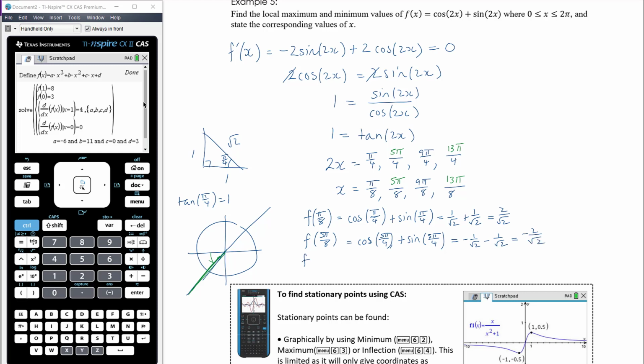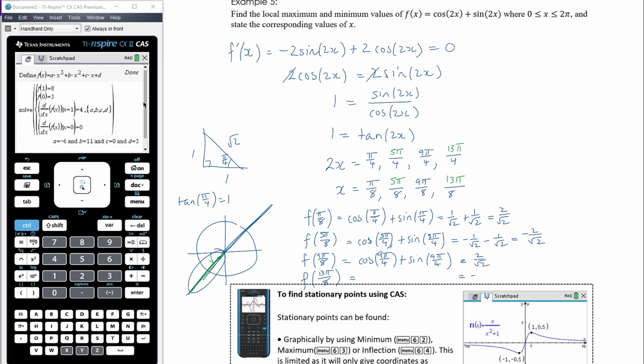Now, if we were to think about the next pair of solutions, we should get the same thing happening. So f of 9 pi on 8 is cos of 9 pi on 4 plus sine of 9 pi on 4. And quite literally, 9 pi on 4 is in the same position as pi on 4. So you're getting exactly the same solution. This will also be 2 on root 2, and you'll find the same thing happens with 13 pi on 8. You'll be looking at sine of 13 pi on 4 and cos of 13 pi on 4, and they are around here. So it's exactly the same as the solutions for 5 pi on 4.